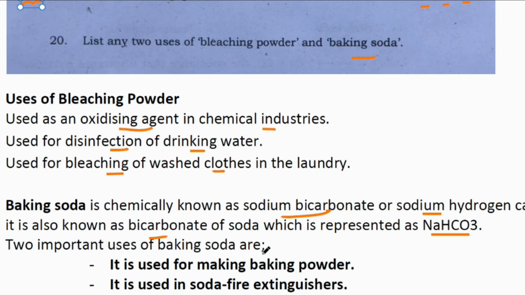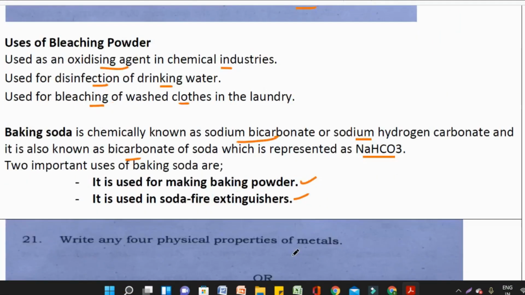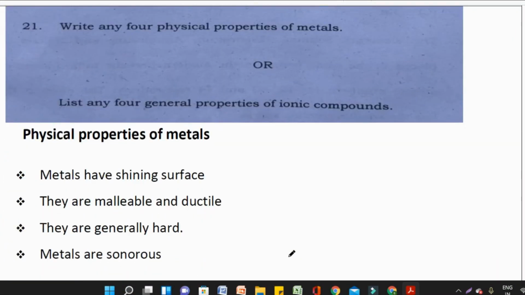Important uses of baking soda are: it is used for making baking powder, and it is used in soda fire extinguishers. Write any four physical properties of metals. Metals have a shining surface, they are malleable and ductile, they are generally hard, and metals are sonorous.